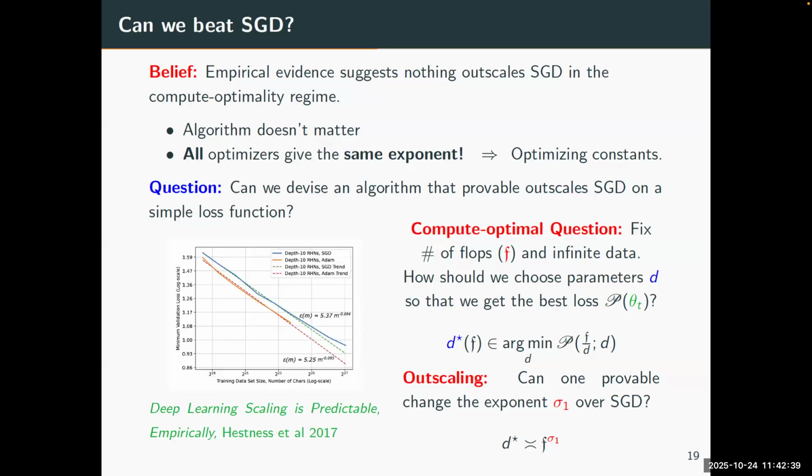Empirically, the answer has always been no. But this is really flimsy. The empirical answer is that all algorithms don't matter. They give the exact same compute exponent. All we're really doing when we say Adam is better than SGD with momentum is changing a constant. So this led to the question: can you devise an algorithm that provably outscales SGD? That is, can you have an algorithm which gives you a better compute optimal exponent than SGD?